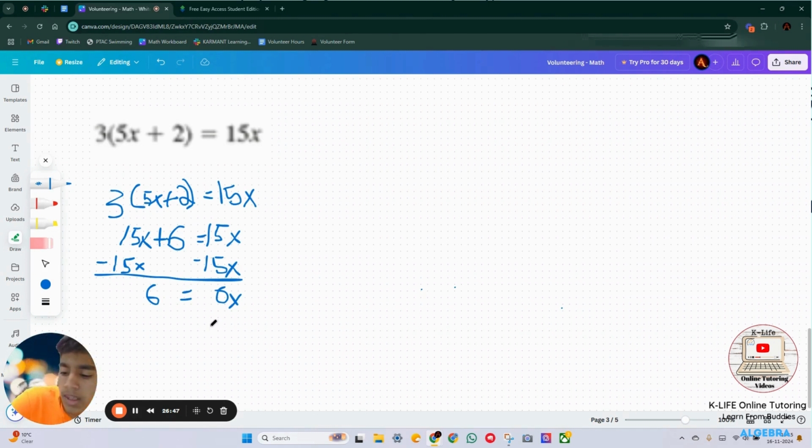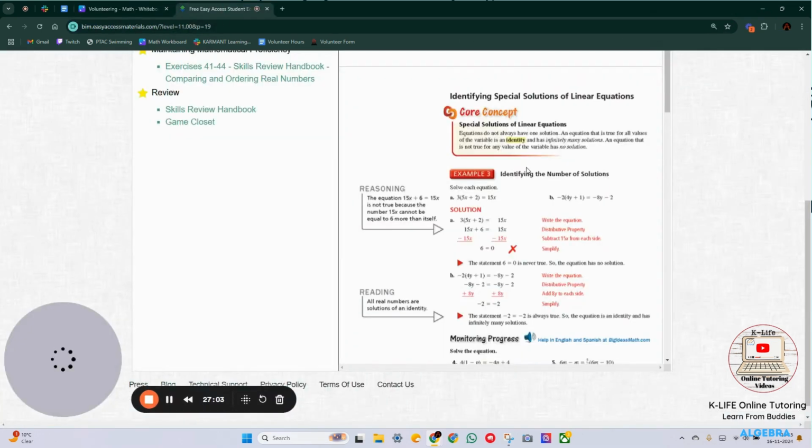You really can't say 0x because you don't know. You just can't say it's 0x because you don't have a value of x. Okay, so that is saying 6 equals 0. Well, I'm actually sorry, but I forgot to explain the core concept about this.